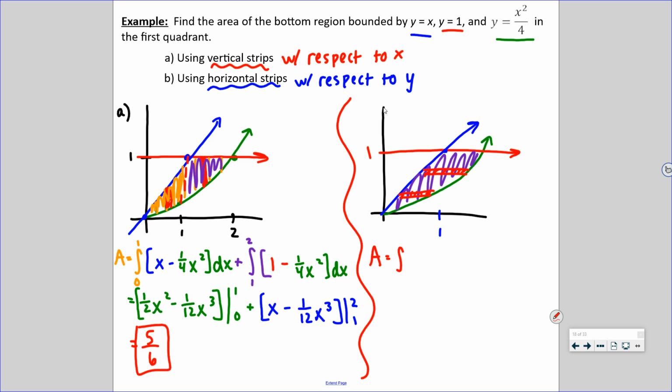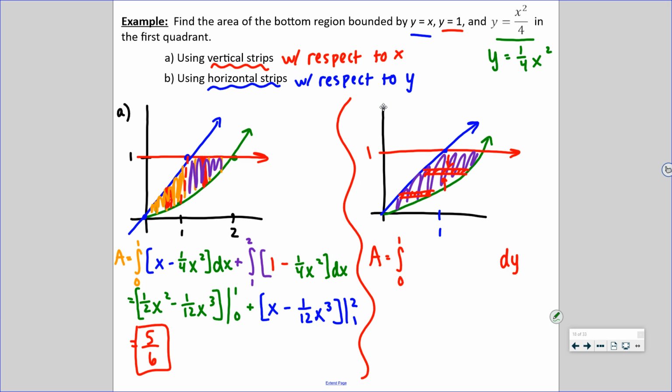Thank you. Okay, so this one I would go from 0 to 1, because now I'm looking at my y-axis. So I go from 0 to 1, and I'm going to do my right minus my left. My green curve, y equals x squared divided by 4, or 1/4 x squared, is obviously right now in terms of x. If I want to do this with respect to y, because I'm going to have the dy, which represents the change in y, I have to get this in terms of y. So I just have to solve it for x.